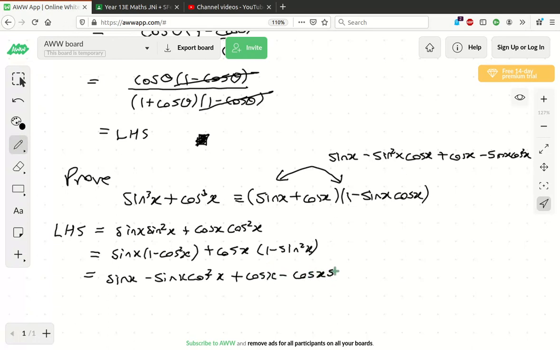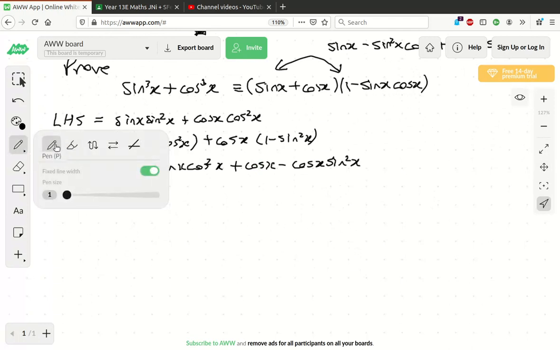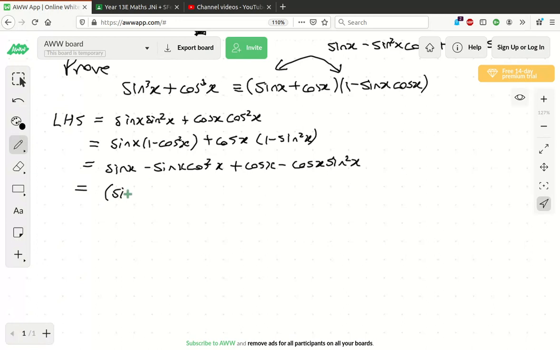Look at that. You see, don't panic. Panicking gets you nowhere in these questions. Just try things. It really is a case of fiddling around with them till you find something which works. Then we can actually see, great, that's going to go into sine x plus cos x multiplied by 1 minus sine x cos x.